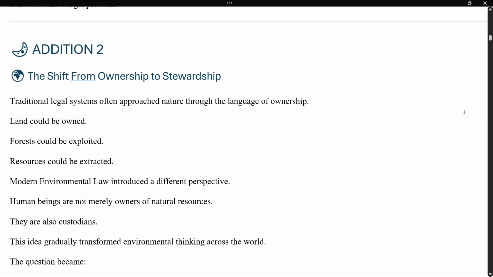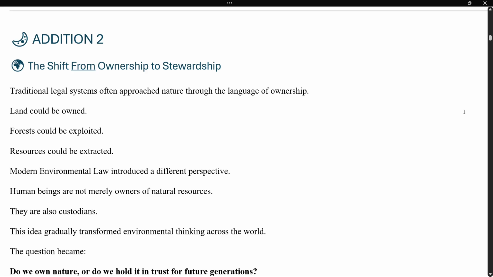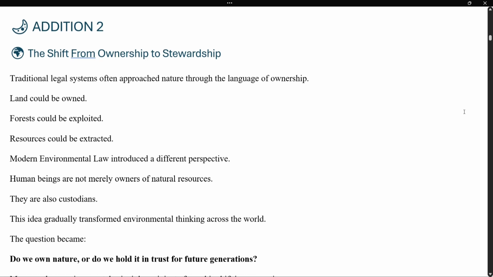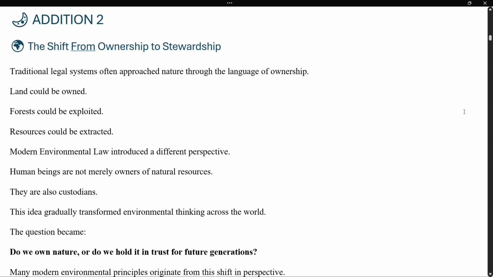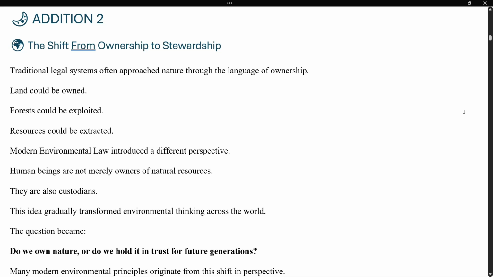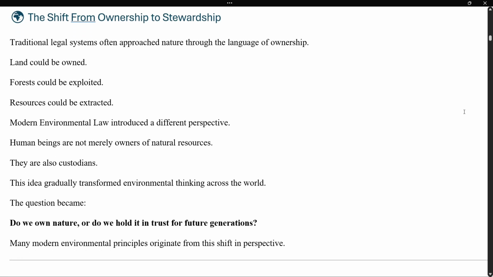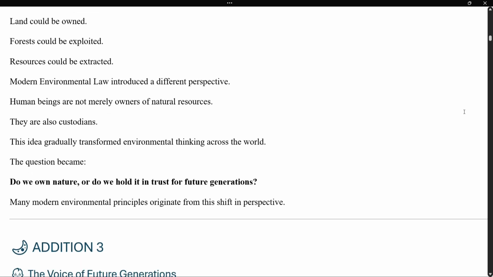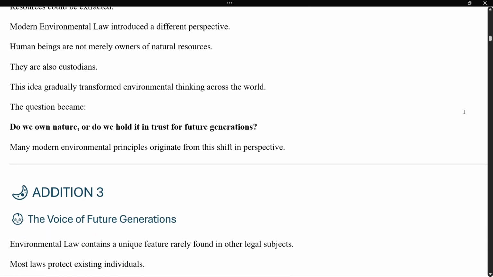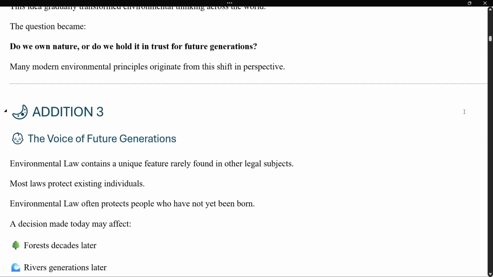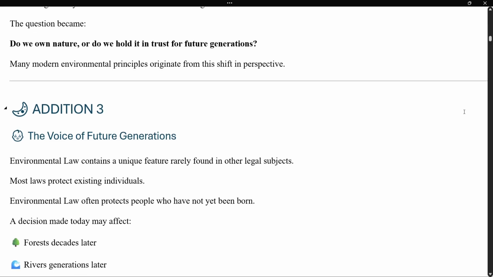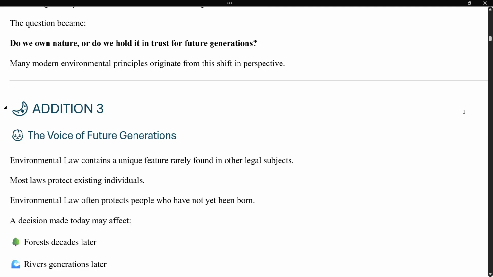Crescent Moon Edition 2: the shift from ownership to stewardship. Traditional legal systems often approached nature through the language of ownership. Land could be owned. Forests could be exploited. Resources could be extracted. Modern environmental law introduced a different perspective. Human beings are not merely owners of natural resources. They are also custodians. This idea gradually transformed environmental thinking across the world. The question became, do we own nature, or do we hold it in trust for future generations? Many modern environmental principles originate from this shift in perspective.